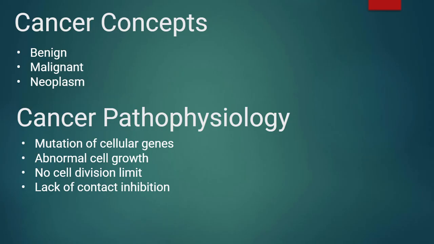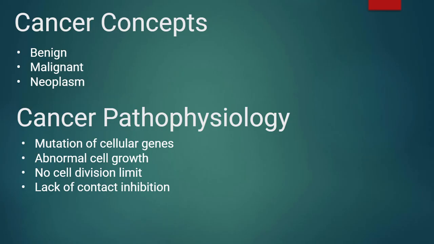Now, let's look at the pathophysiology of cancer, how it develops. Cancer usually starts with a mutation in cellular genes, which means a permanent change in the DNA. That mutation causes the cell to stop behaving normally. This leads to abnormal cell growth. Unlike normal cells, cancer cells don't follow the rules. They don't have a limit on how many times they can divide. Normal cells have a lifespan, but cancer cells can keep dividing endlessly.